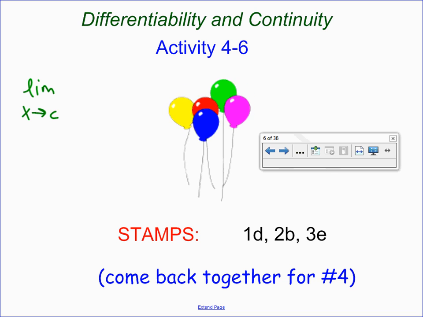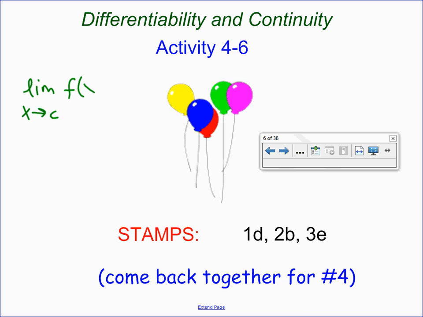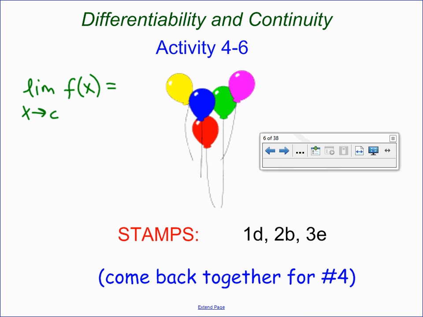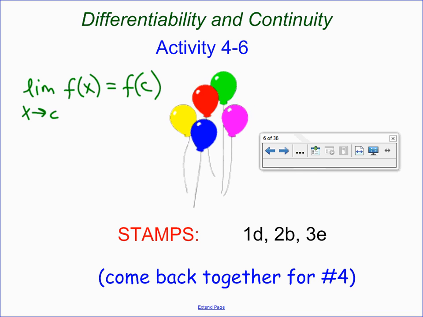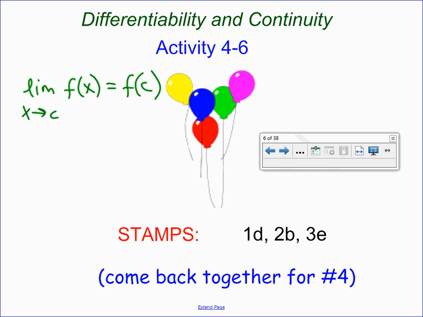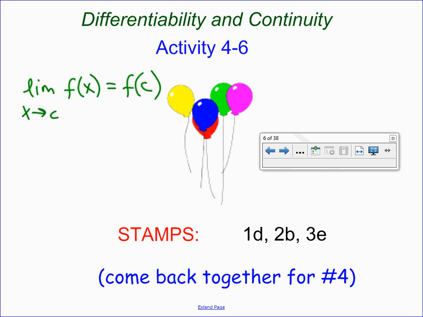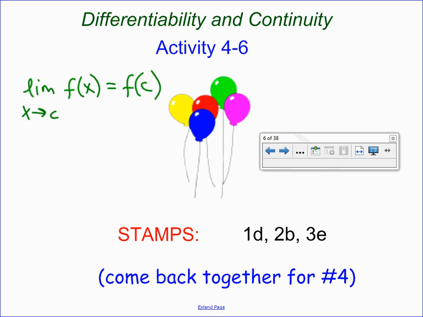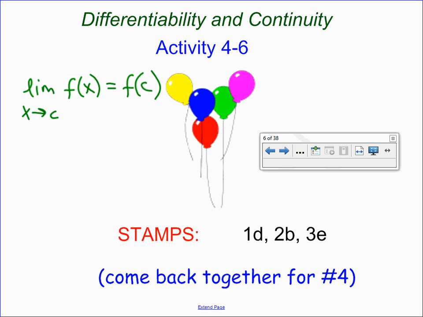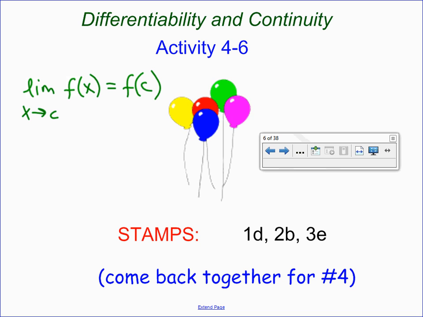So, for a given function, if the limit as x approaches c of f of x exists and equals the value of my function at x equals c, for all x equals c, the function then is continuous. It's all continuous. And so this is my continuity. Today, though, we're going to look at differentiability. We'll see how this definition now connects with differentiability.